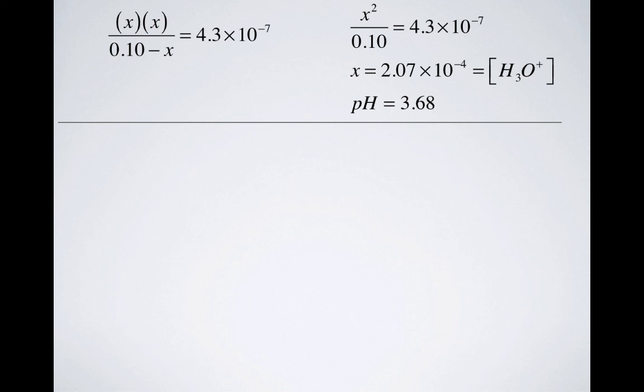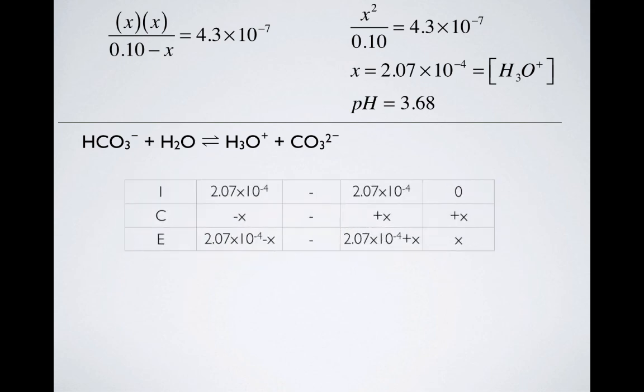Now this is if we assume that the second ionization of carbonic acid does not provide a substantial amount of hydronium ion in solution. Let's just go ahead and do that calculation, and see how much hydronium ion that second ionization would have produced. So our second equilibrium reaction would have been the bicarbonate ion plus water forming hydronium and the carbonate ion, CO3 2-. Okay, so we can set up another ice box here.